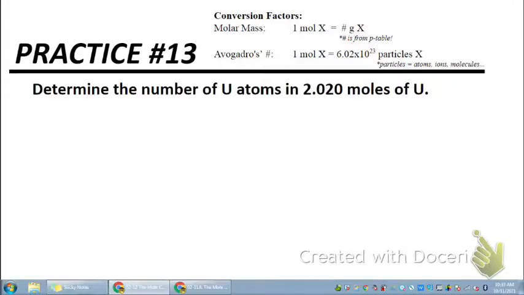Hello Warriors, this is Miss Lemons, and today we're going to be going over the mole concept. Specifically, we're going from atoms or moles to atoms.